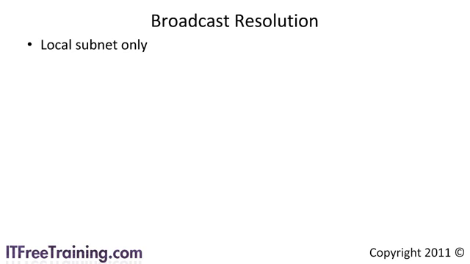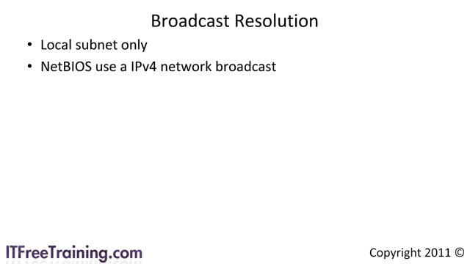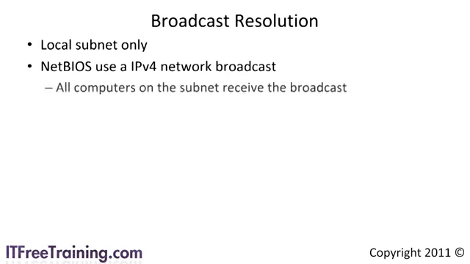This also works when the computer is in a different domain on the same subnet, or you have computers that are attempting to communicate with each other but do not have any DNS infrastructure. For example, when you have a home network. If NetBIOS is used, a broadcast will be sent to the local subnet using IP version 4. All computers on the subnet will receive the broadcast.